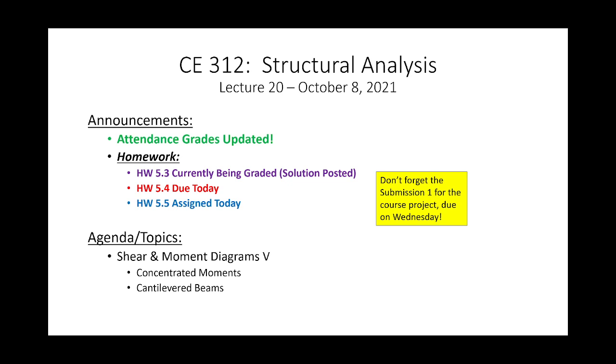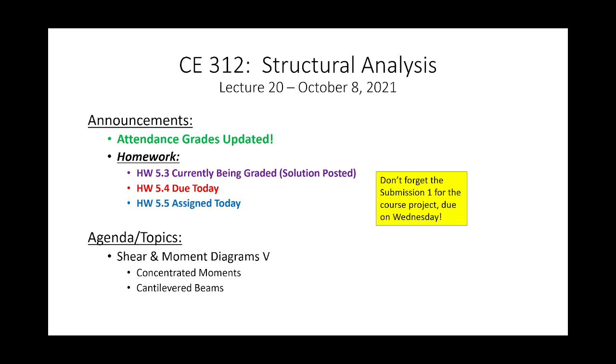I checked this morning, 5.3 is still being graded, but the solution should be up. Other than that, we're current in here. We're up to date. 5.4 was due today. What'd you think of the Excel assignment? Hopefully that wasn't too bad. Hopefully it was easier than what we did in class. And 5.5 will be assigned today, due on the 11th.